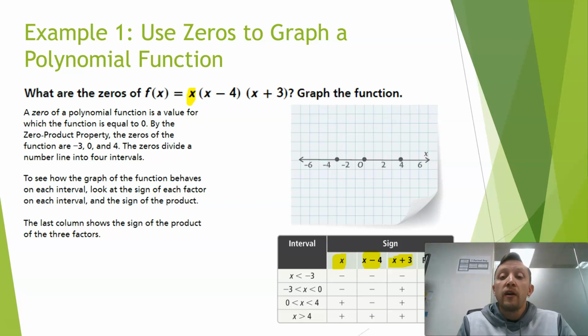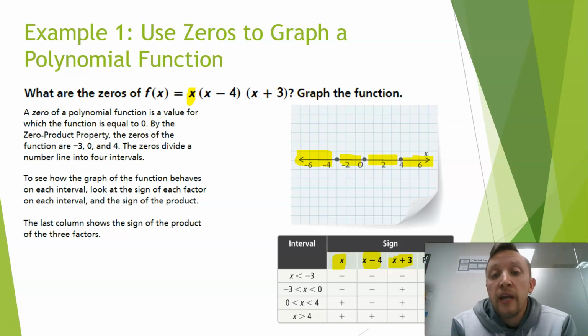We could have 4 different intervals. We could have an interval from negative infinity to negative 3, an interval from negative 3 to 0, another interval from 0 to 4, and another interval from 4 to infinity. What we want to do is figure out, if we have a number that's smaller than negative 3, what happens. Okay, so let's go through that table.